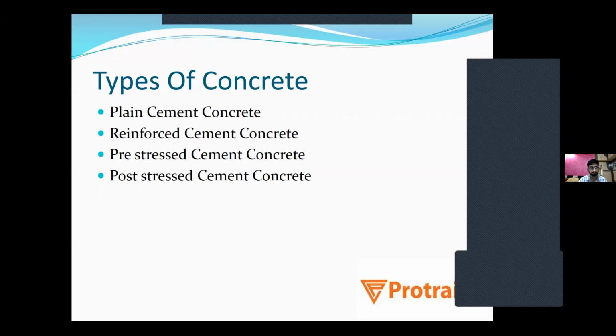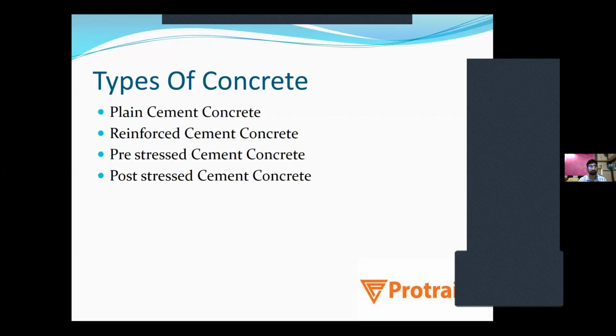So what does plain mean? It does not have any type of reinforcement in it. After that, it may be of any grade, but at most it is M20. The maximum grade is M20. Reinforced cement concrete consists of the reinforcement.